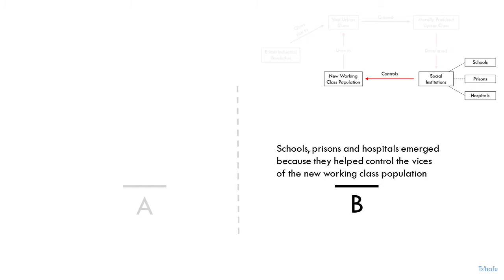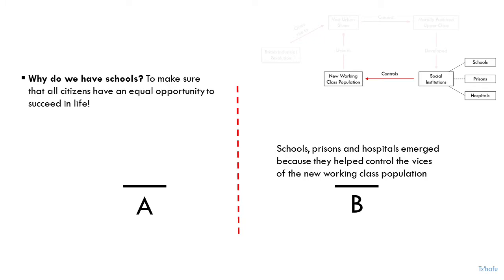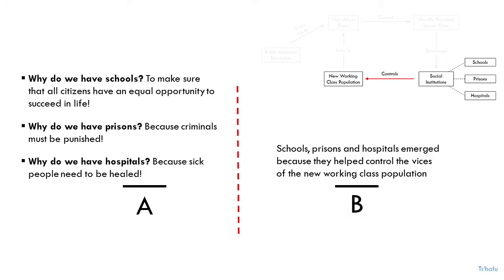And notice in this case, this is contestable. It can be proven wrong. Well, what about the concerns of the audience? When we think about the concern, we can ask the following questions, for instance. The audience may ask, well, why do we have schools? To make sure that all citizens have equal opportunity to succeed in life. Makes sense? That's plausible. What about this? Why do we have prisons? Well, because criminals must be punished. It makes sense. And lastly, why do we have hospitals? Because sick people need to be healed. That's why. Notice each of these answers to these questions are plausible.